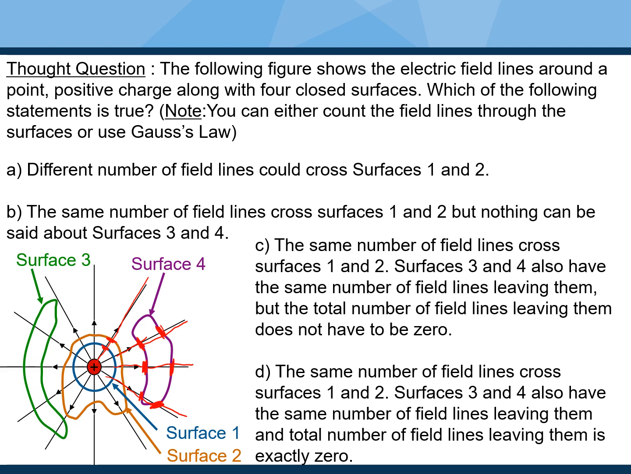You can make a similar kind of argument for surface 3. This tells us that through surfaces 3 and 4, the net field lines are exactly 0. Namely, they have the same number of field lines leaving them as entering them. Okay?